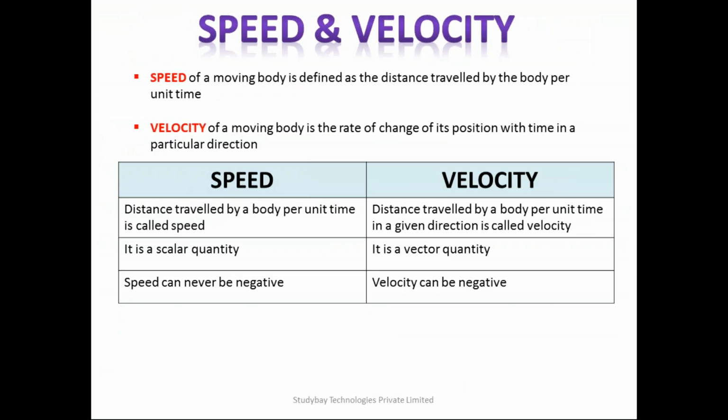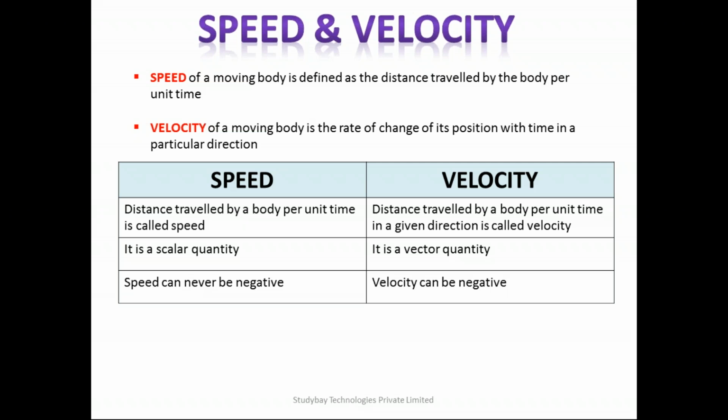Now moving ahead, there is the concept of speed and velocity. Speed of a moving body is defined as the distance traveled by the body per unit of time. In 1 hour, how much distance you can cover, that is the speed. In 1 second, how many meters you can cover, that is again a speed. If we talk about the displacement covered in 1 hour, that is called velocity. So remember, the rate of change of distance is called speed and the rate of change of displacement is called velocity.